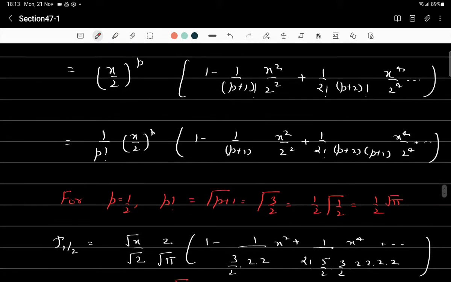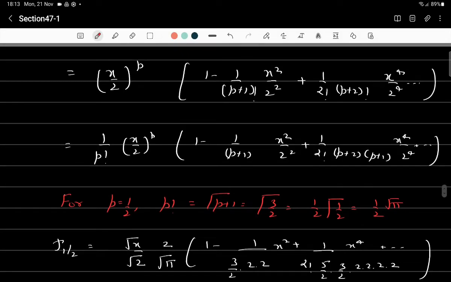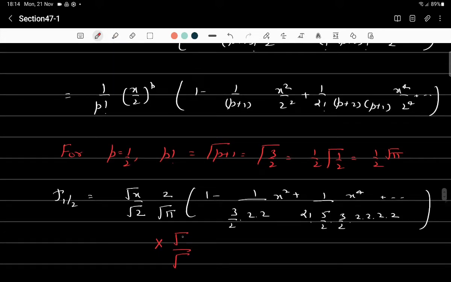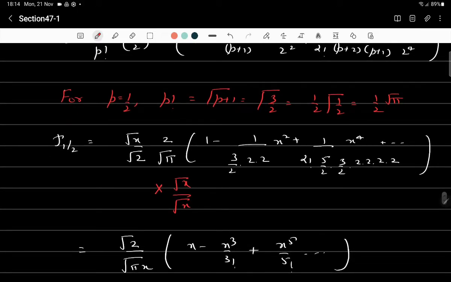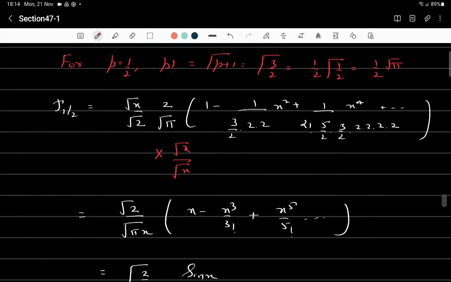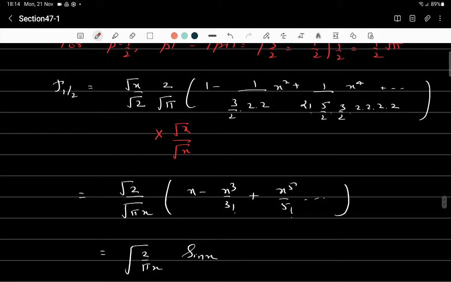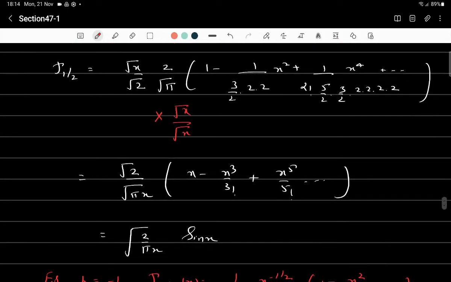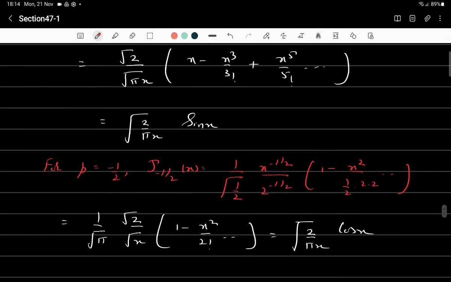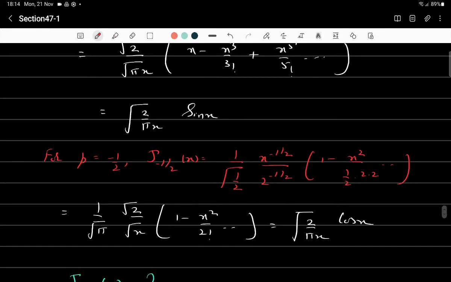So if I substitute all these values, then J half x easily gets simplified in this form. Now in the bracket, I need x minus x cube and then x raised to the power 5 and so on. That's why I can multiply and divide this by root x, and if I simplify it, it easily gets transformed into the required answer. Similarly, if I put p is equal to minus half, then J minus half can easily be computed as root 2 by pi x cos x.